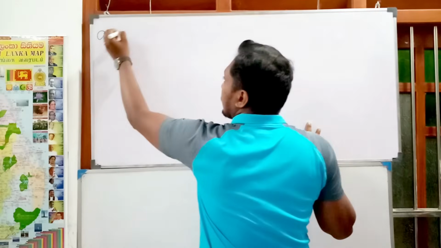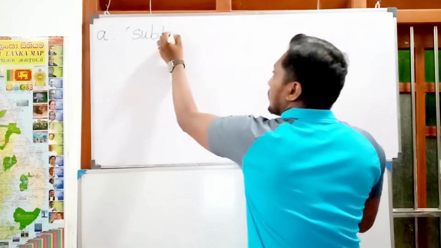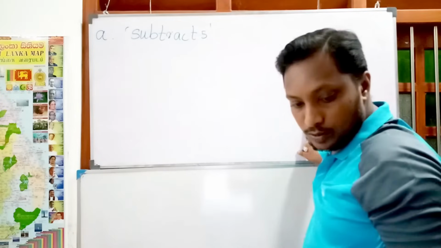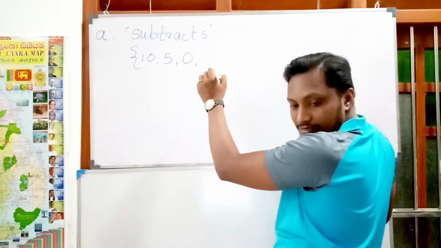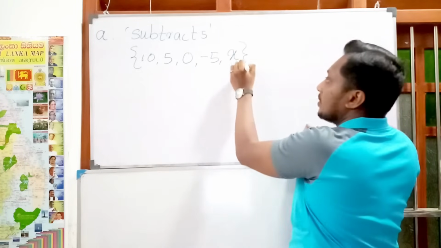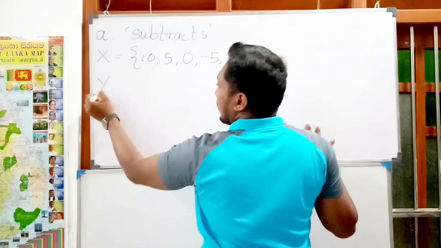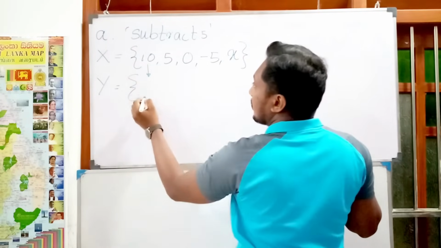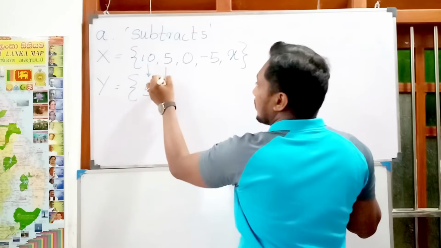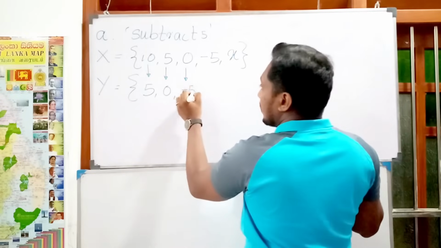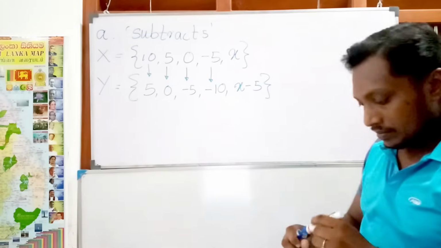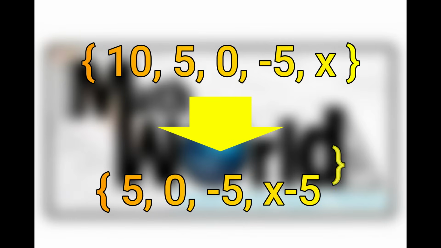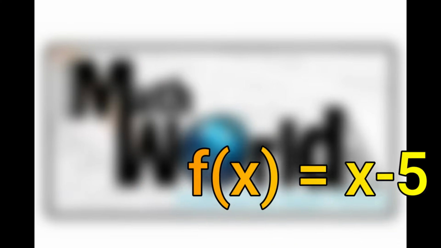Okay, now let's see the correct answers. For question part A, it said subtract 5 and the domain is given. Subtract 5 means from each of the x values you have to subtract 5 and form another set named y, and that will be the range. 10 minus 5 is 5, 5 minus 5 is 0, and so on. Finally, x minus 5 is x minus 5. So f(x) equals x minus 5 will be the function here.